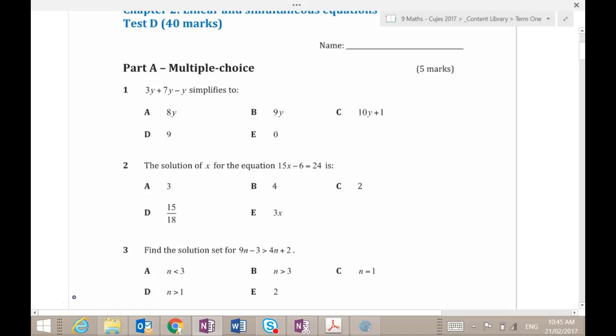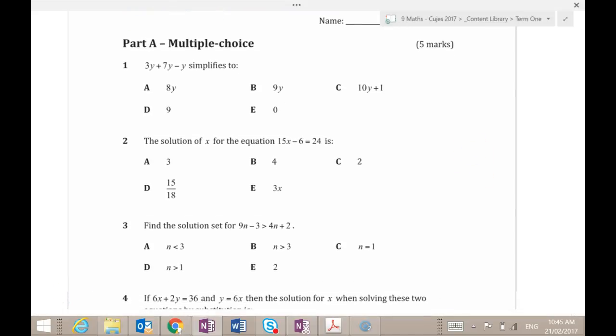Right, so this is test D from chapter 2. First thing we're going to do, multi-choice. What does this simplify to? They're all like terms in this one. So we've got 3y plus 7y is 10y. Take away 1, 9y. That one's pretty nice.